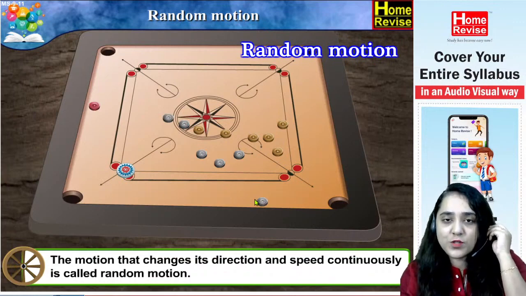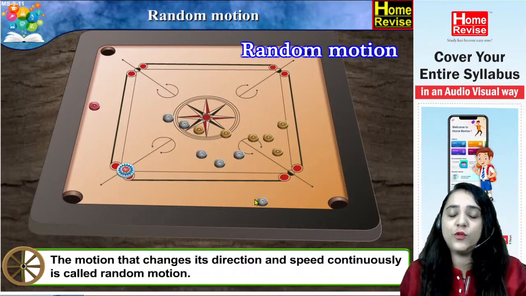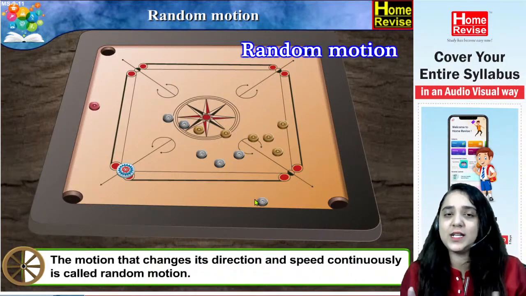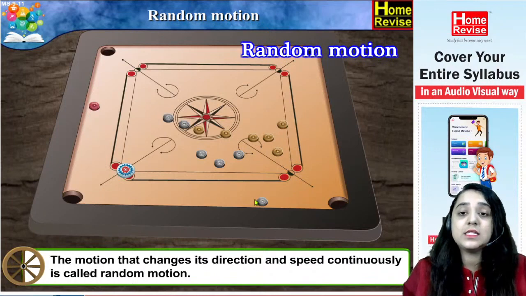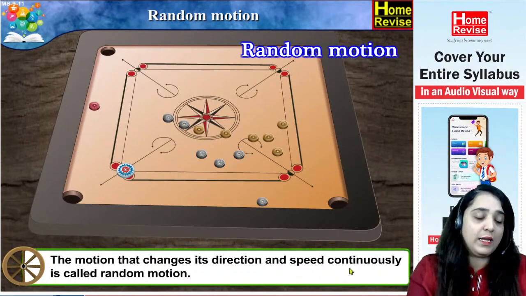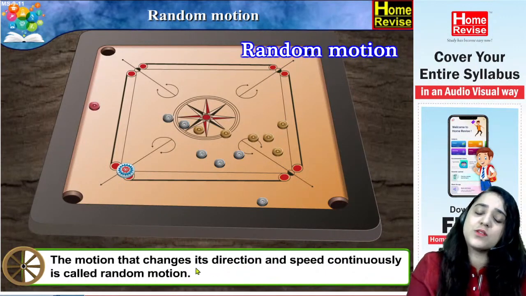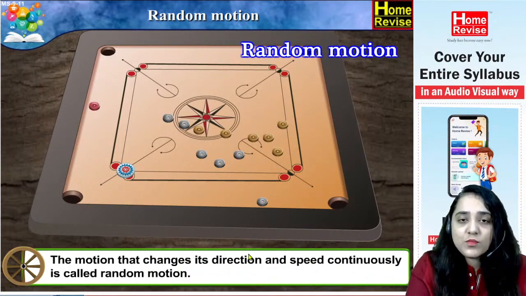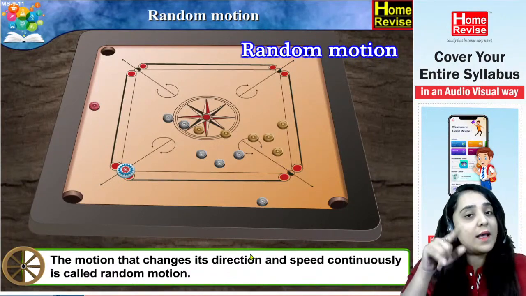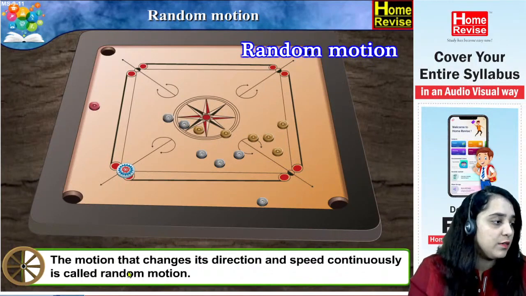So if there is an object and it is moving continuously here and there by changing its speed and by changing its direction, we can conclude that this motion is a random motion. Keep these two things in mind: it is changing its direction and it is also changing its speed. So when an object changes direction as well as speed, it is called random motion.